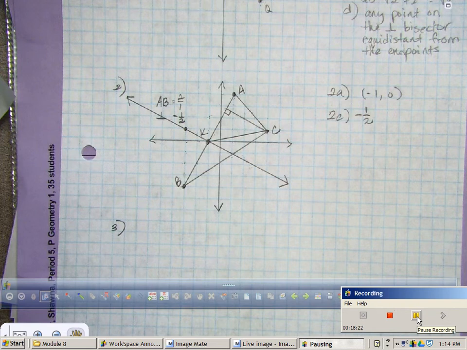How's this? You know, you guys know I don't use the document camera very often. Am I doing okay? Yeah. Okay. See, this is just too messy for me.